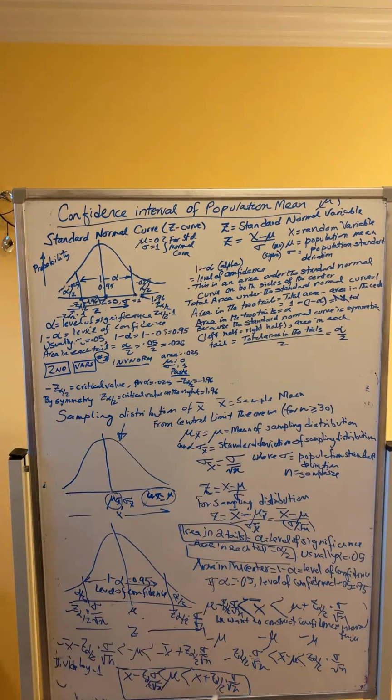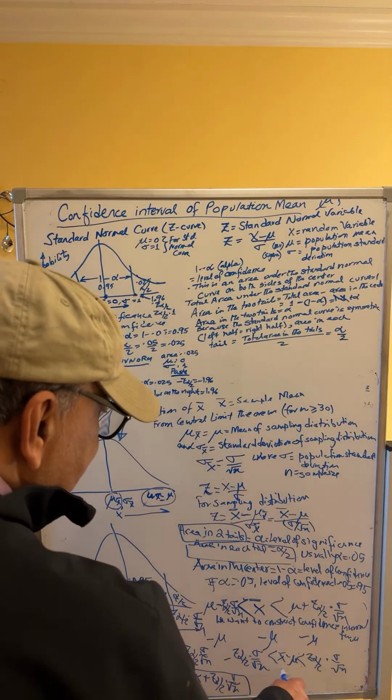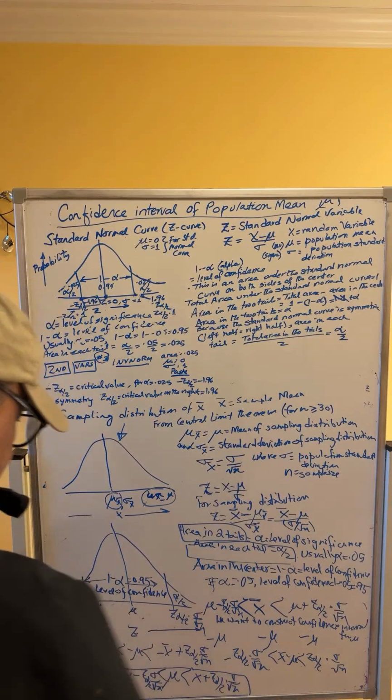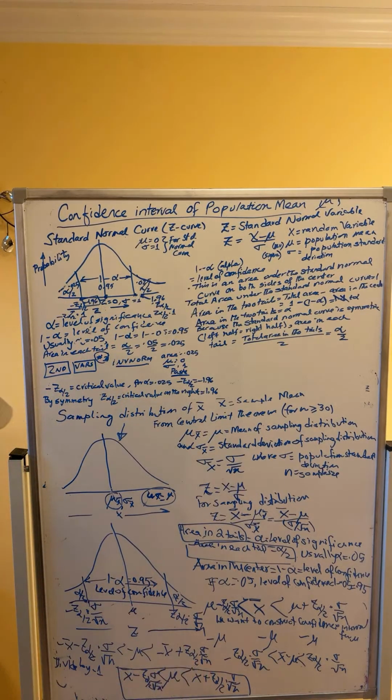Now what are we going to do? We have to remove the x bar from the center. How do we do that? We subtract x bar on all three parts. So this is what it becomes. Now we want the confidence interval for the population mean, and minus mu will not do the job. We have to divide by minus 1 to get rid of the minus sign. In an algebraic inequality, when you divide by minus 1, the direction of the inequality changes. By dividing by minus 1, mu will come in the center.